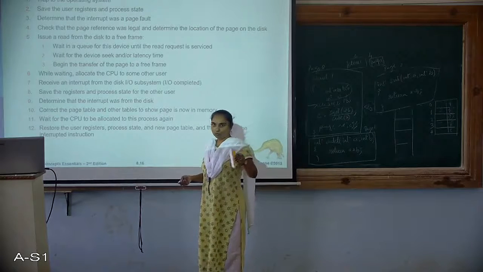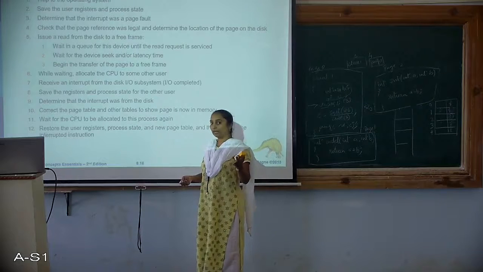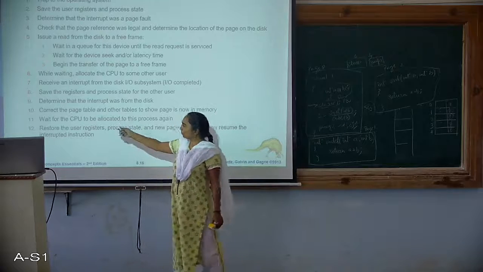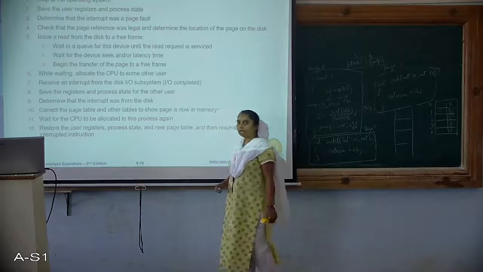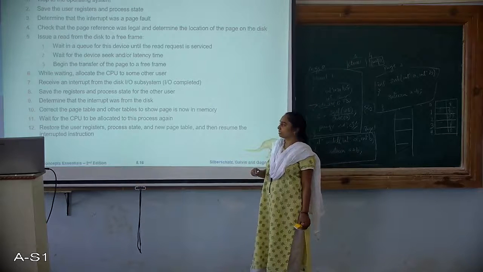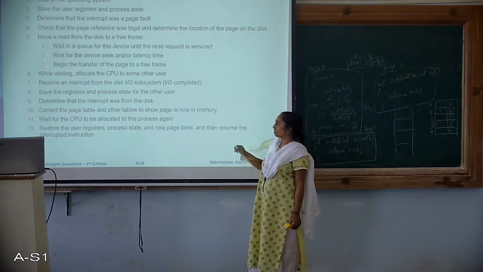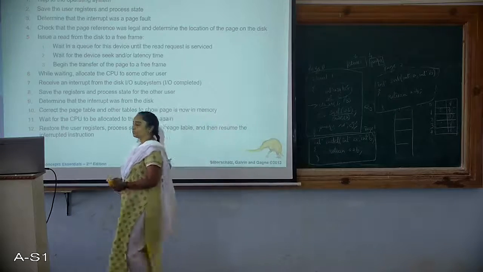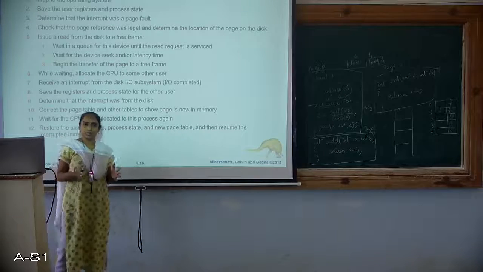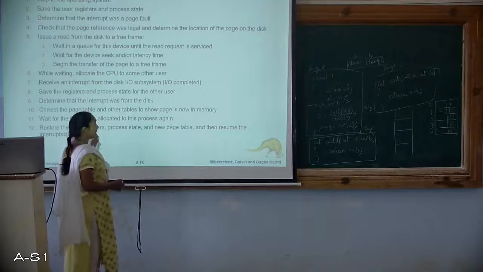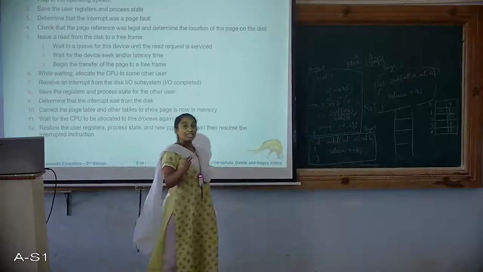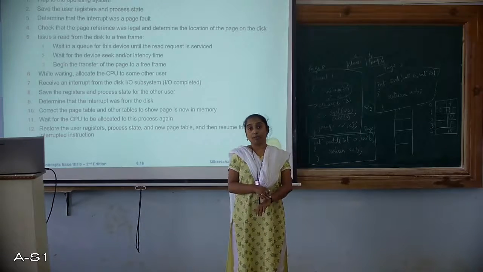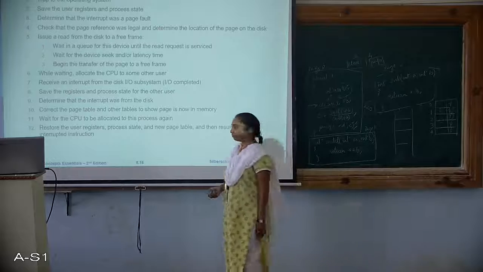So do the page table. You have to update the page table that this frame is allocated to this page number. So correct the page table, wait for the CPU to be allocated to this process again, and then restore the user registers, process state and new page table, and then resume the interrupted instruction. So this is the entire process that takes place. In the diagram we have shown you only 6 steps, but actually there are 12 steps that are taken to take care that when the process generates a page fault, it gets the page back into the main memory and continues its execution.